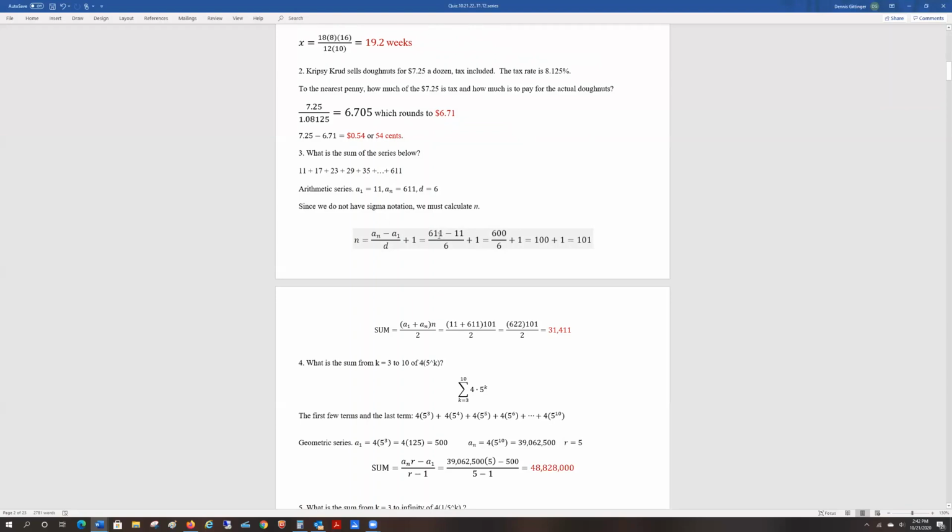One of my students got the wrong answer because he said 611 minus 11 divided by 6, and his calculator did the order of operations, so it did 11 divided by 6 and subtracted that from 611, and that gives you a decimal number. That's not a whole number. The number of terms cannot be anything but a whole number. How many numbers are you adding? It doesn't matter if the numbers are fractions or not, but how many numbers you're adding, that's what n is.